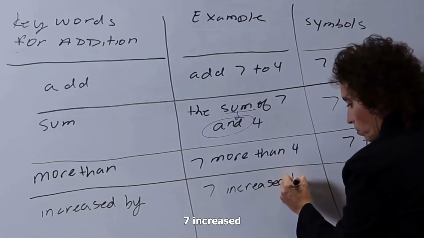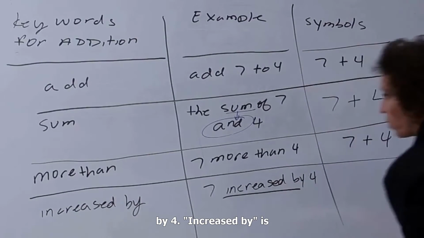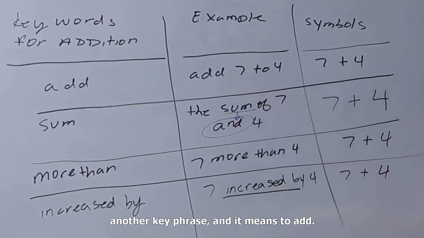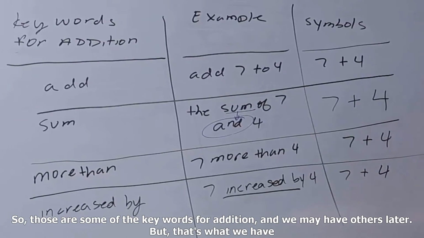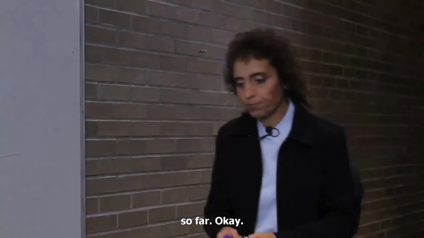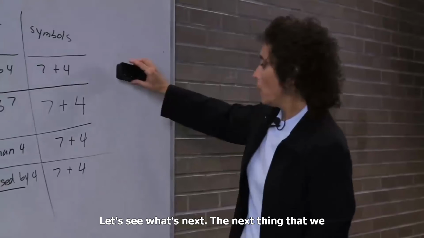7 increased by 4. Increased by is another key phrase, and it means to add. So those are some of the keywords for addition. And we may have others later, but that's what we have so far. Okay. Let's see what's next.